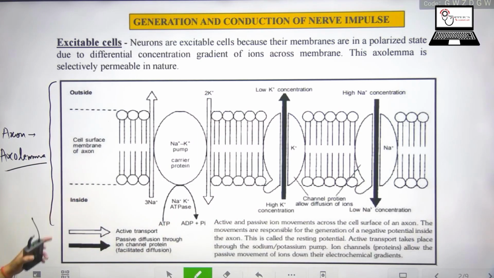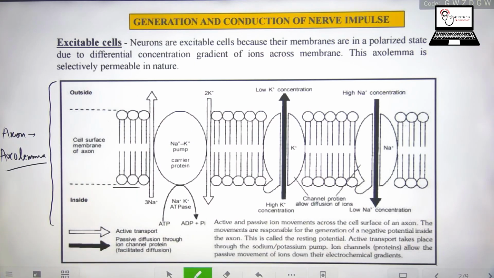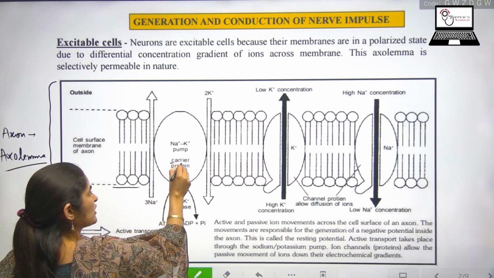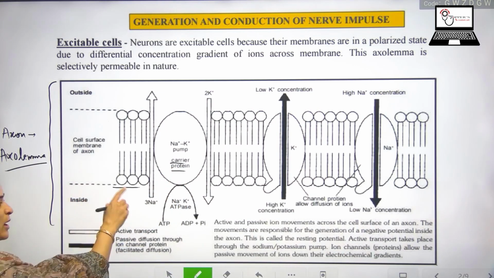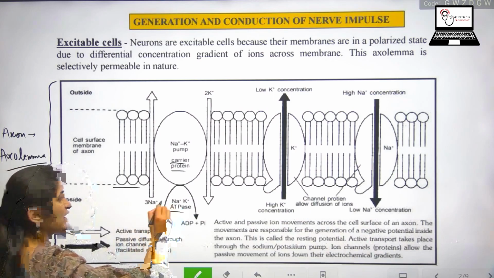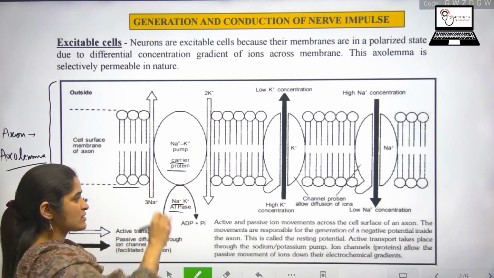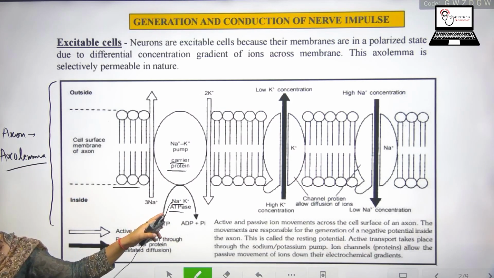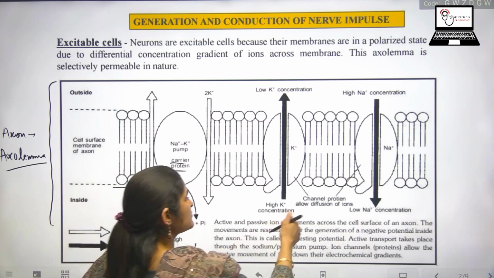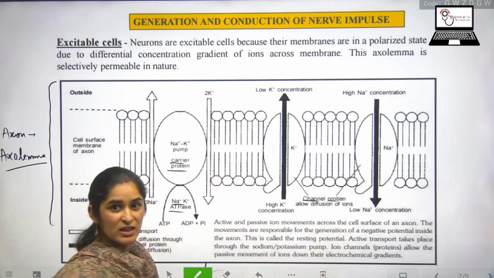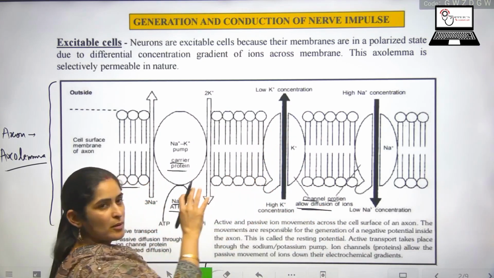This cell membrane consists of a phospholipid bilayer. Inside this, a carrier protein is present which is known as the sodium potassium pump, and this carrier protein works in the presence of ATP. Next, some channel proteins are also present. These channel proteins allow the diffusion of ions through the membrane.